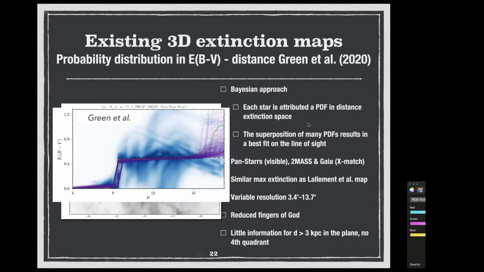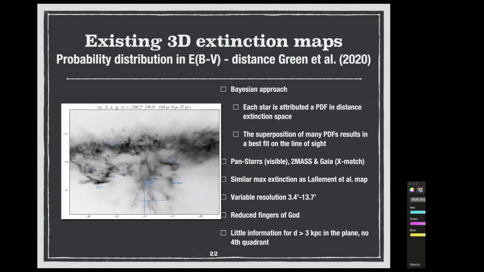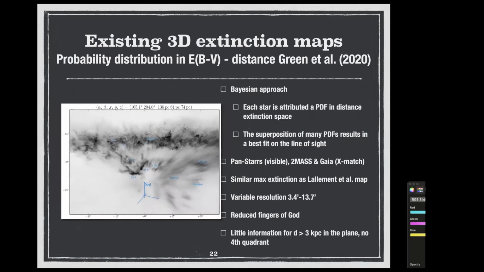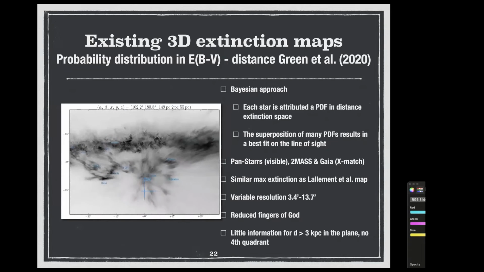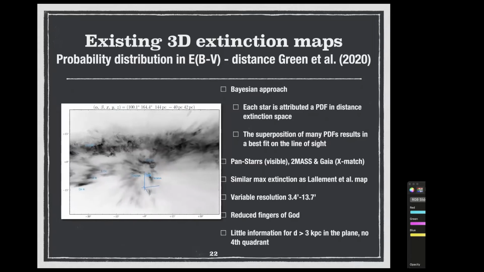Similar extinction as Lallemand, a variable resolution. They're very good at communications. So they did this on their website. You get a little movie showing, you see the parallax effect of the nearby clouds quite well there. So it's very pretty.